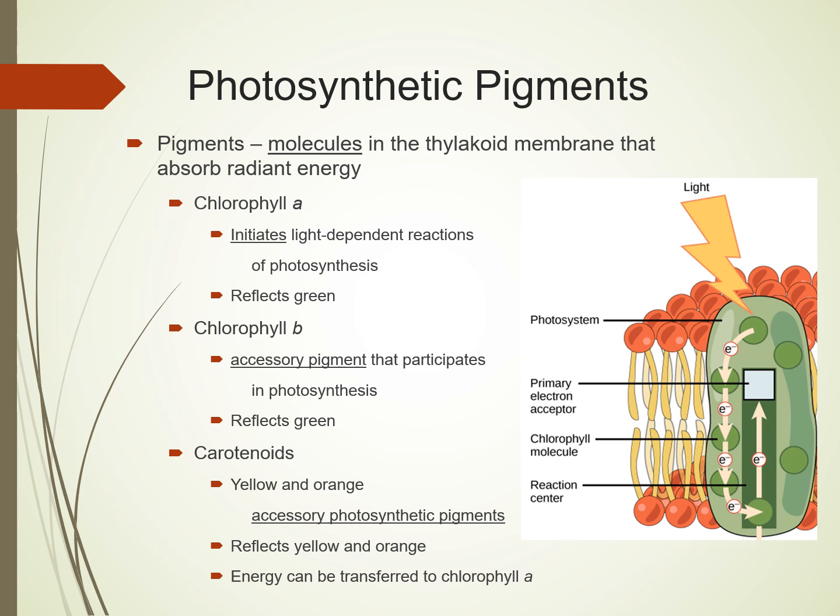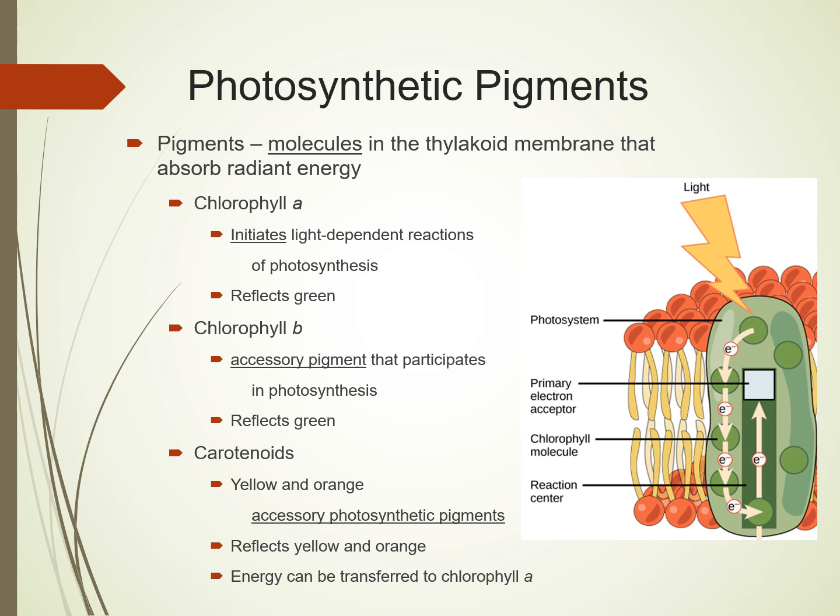Inside the membranes of thylakoids are molecules known as pigments which absorb energy from the sun. Notice in the diagram the little green circles. These represent chlorophyll molecules absorbing the light energy. There are two types of chlorophyll, A and B, as well as carotenoids. Chlorophyll A is responsible for getting photosynthesis started.